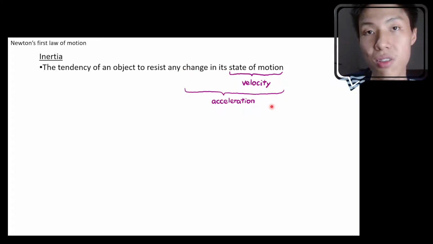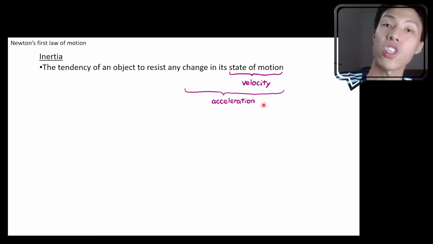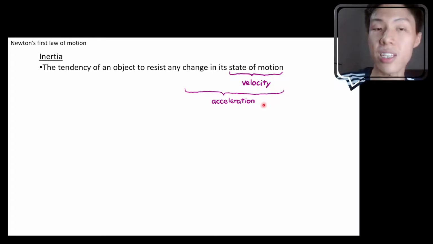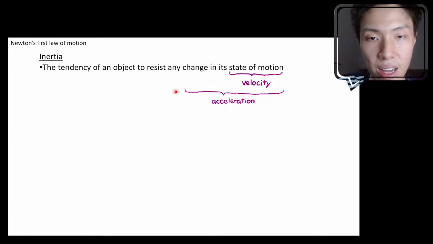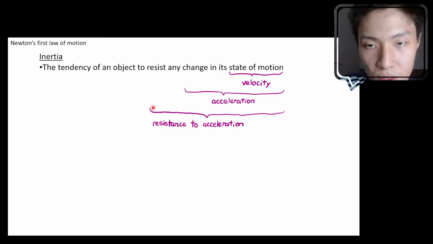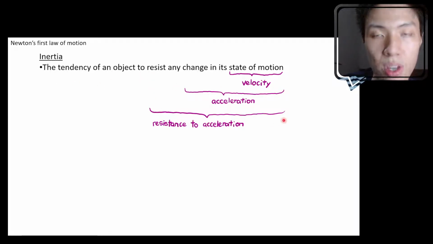But change in velocity is just acceleration. If you experience any change in velocity, that means you are accelerating. Change in velocity can be speeding up, slowing down, or changing direction. All these are examples of change of velocity, and definitely you know there's acceleration happening. So inertia is the tendency of an object to resist acceleration.